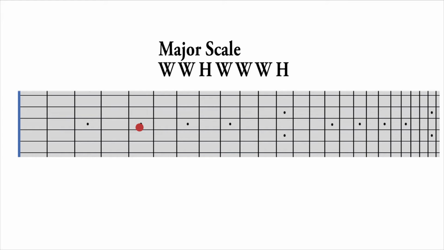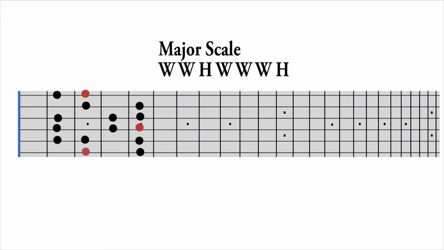So from the first note, the root note, we go up a whole step over to the 3rd string. Then from there, another whole step, staying on the same string. Then a half step, still on the same string. Then a whole step, jumping over to the 2nd string, followed by another whole step on the same string. Then a whole step onto the next string. And then finally a half step, which brings us back to the octave.